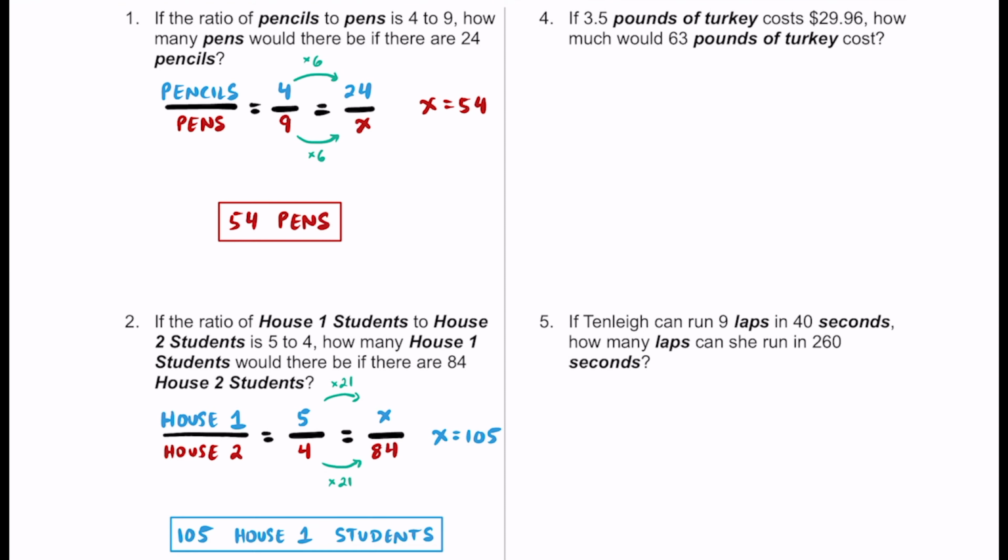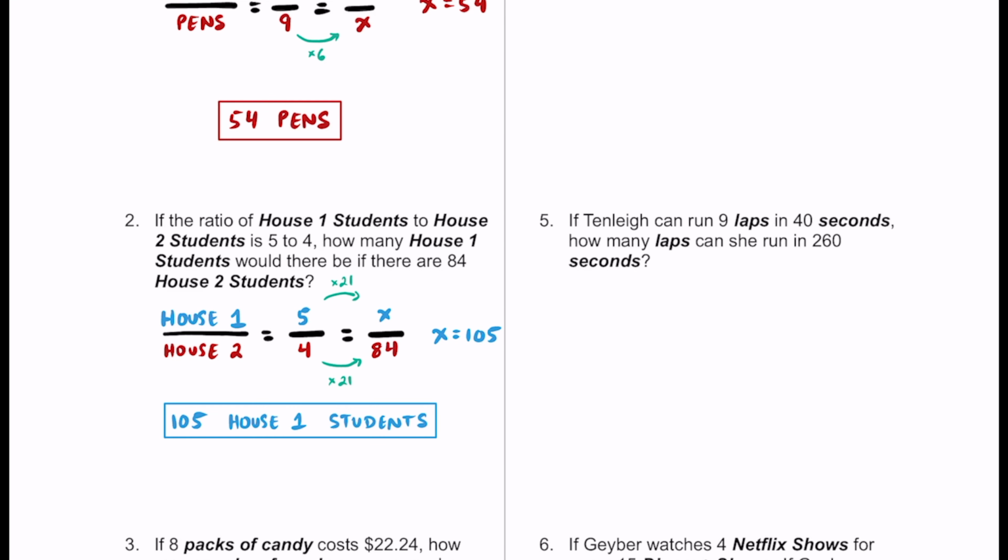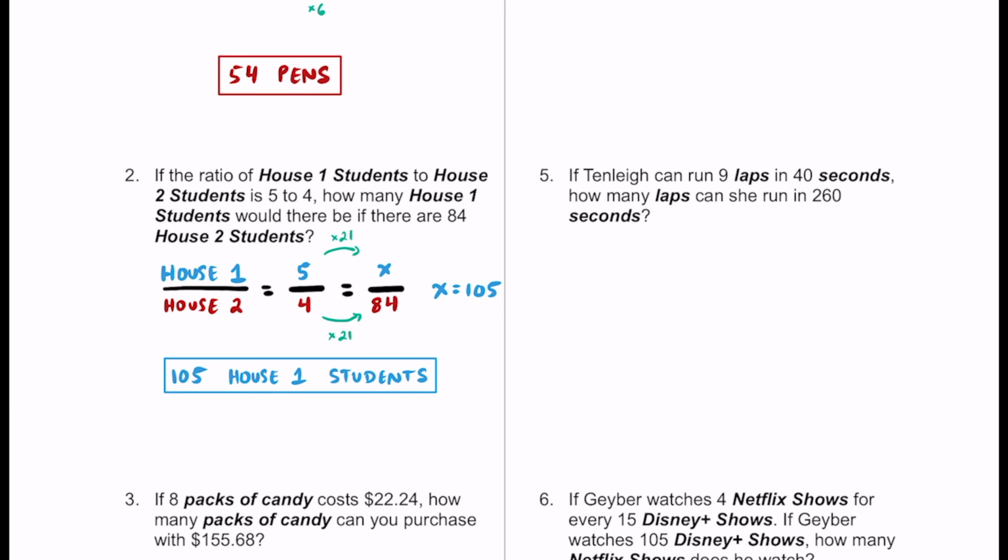So in conclusion, to keep the same ratio, if there were 84 House 2 students, there must be 105 House 1 students. So let's go ahead and write a conclusion. If there were 84 of these House 2 students, there must be 105 House 1 students to keep the same ratio. Let's check out number 3.